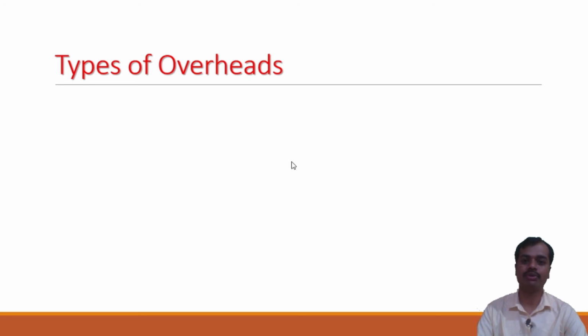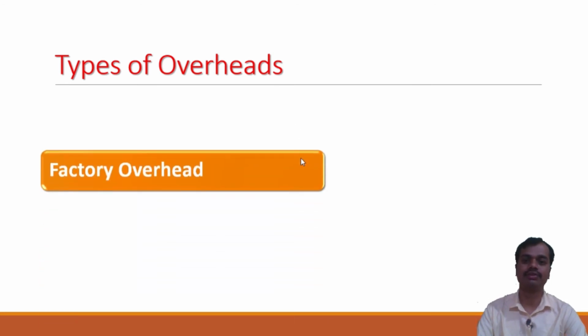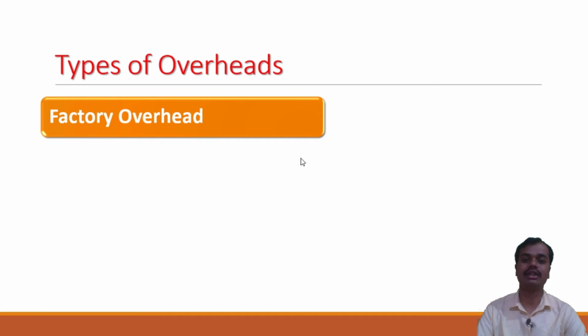Next, the types of overheads. Further, overheads are classified into factory overheads, administrative overheads or office overheads, selling and distribution overheads. First, factory overheads. It is otherwise called as production overhead or works overhead. It refers to the expenses that are incurred within the factory premises. For example, indirect material, rent, rates, taxes of factory, canteen expenses, etc.